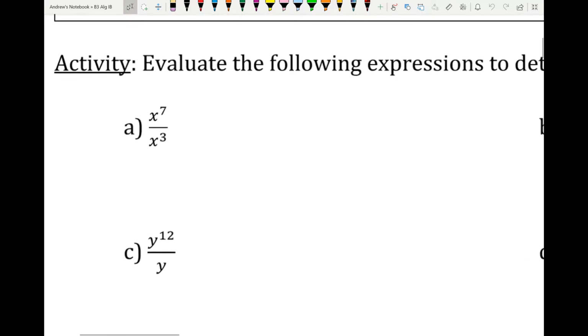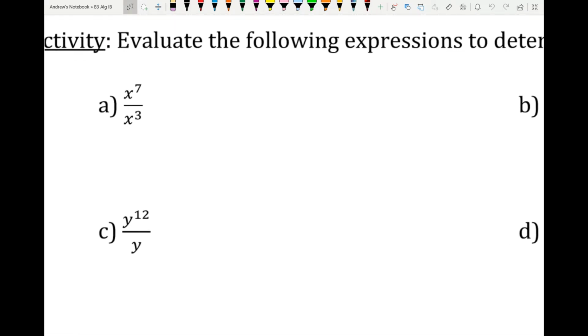What we're going to do is take a look at some problems like these and see if we can figure out the little shortcut rule that we're going to use for a lot of them. First up, I've got x to the 7th over x to the 3rd. We're going to keep it as division, not changing anything about that yet.